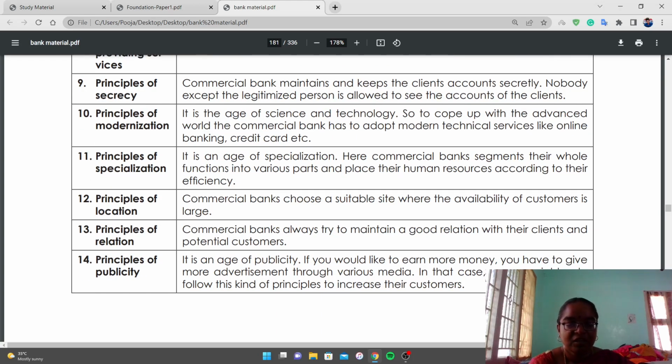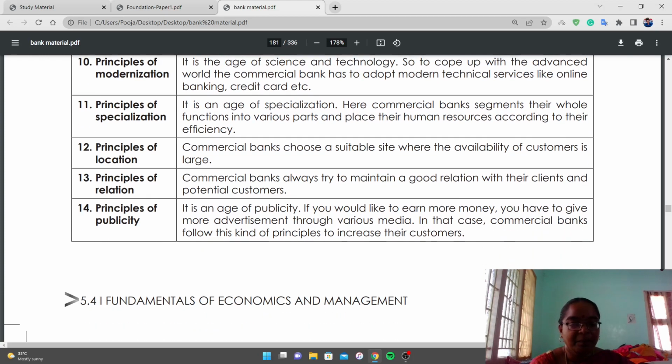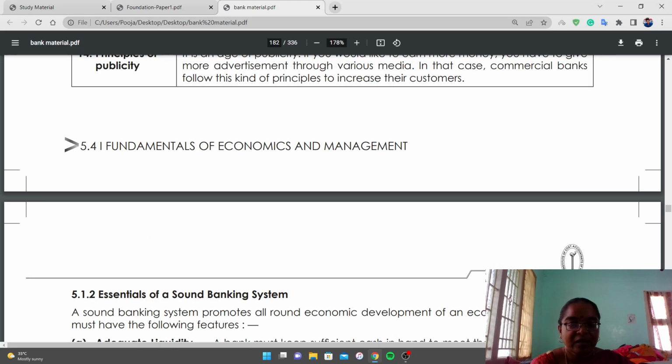Principles of publicity, because publicity is essential. For example, advertisement. Even though the bank is a service oriented institution, it has to advertise its schemes in various media. So by publishing their details in mass media, it can get popularity among the people. These are the principles of banking.